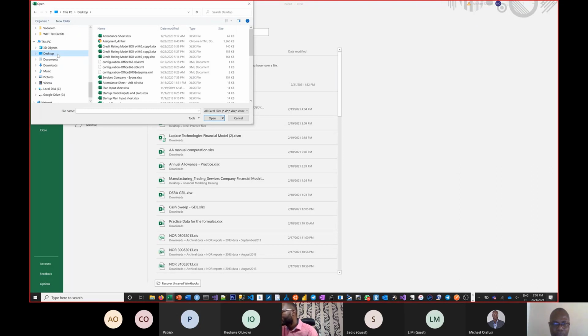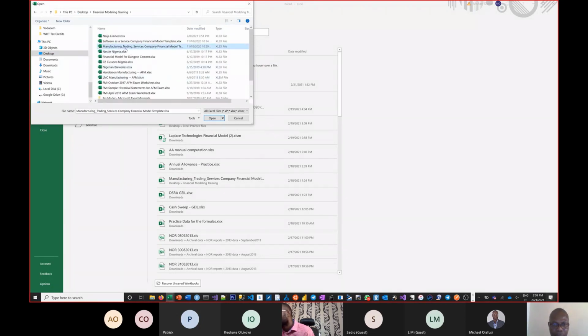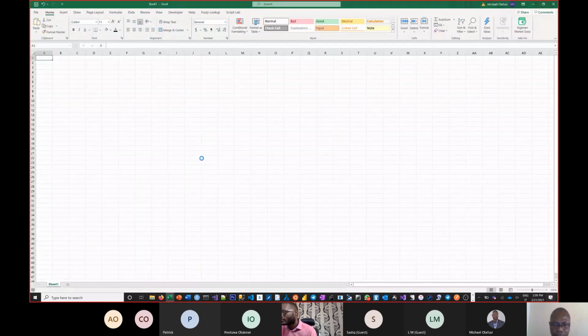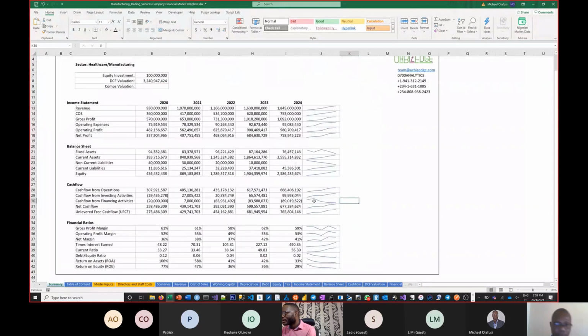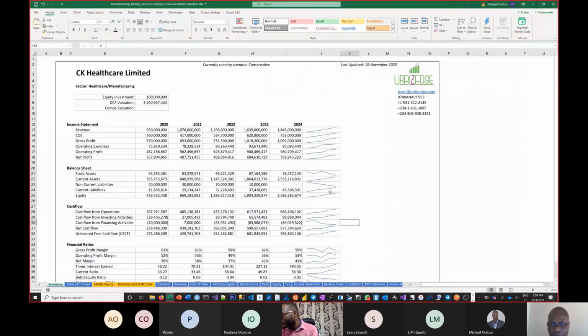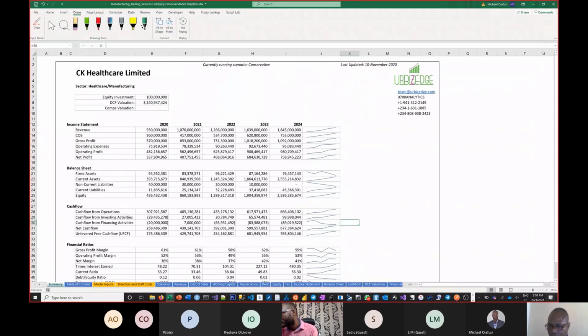I want to open up for us a financial statement model. Okay, so here is an example of a financial statement model.